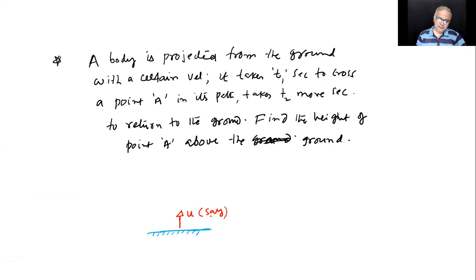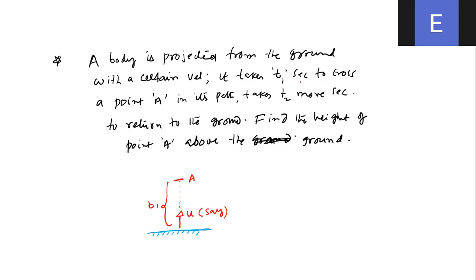Then the time taken to go to point A is t1. So this is t1, until point A it takes time t1. Then after that it goes up and again comes back. It goes up, or from here on it comes back.